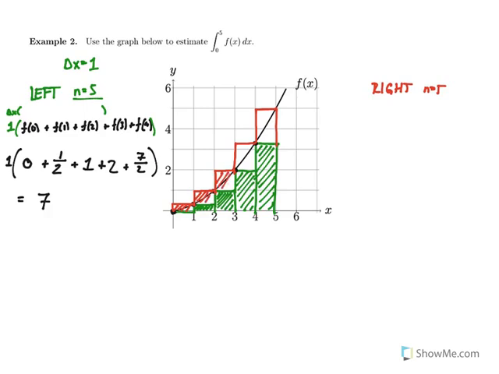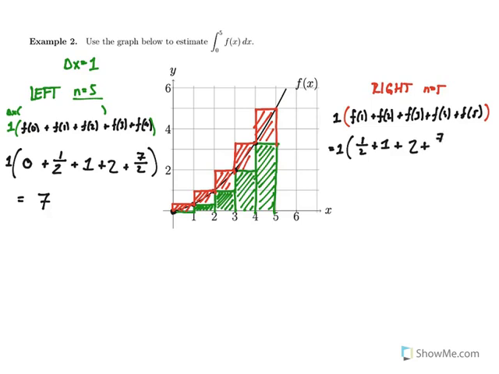This is going to be an over approximation. But we're going to have, again, delta x is 1 times f of 1 plus f of 2 plus f of 3 plus f of 4 plus f of 5. F of 1 we said was 1/2, f of 2 was 1, f of 3 was 2, f of 4 was 7/2, or about that, f of 5 is 5. So putting that all together, we get a value of 12.